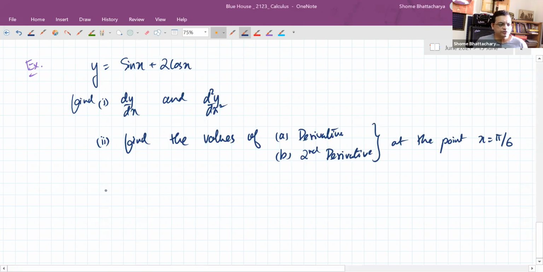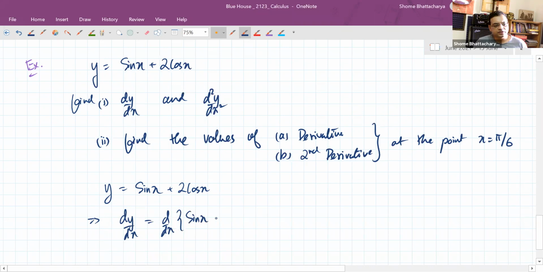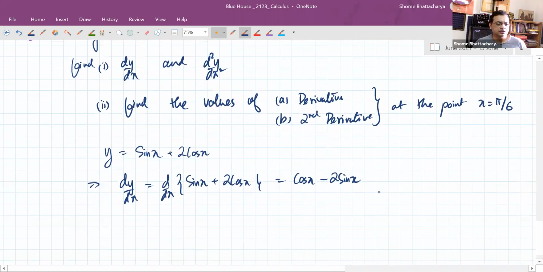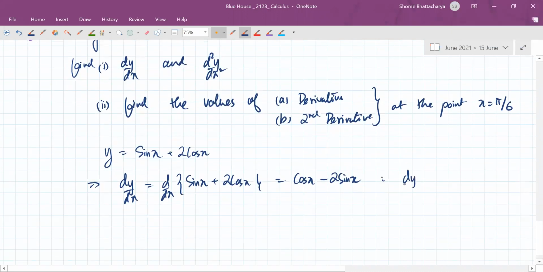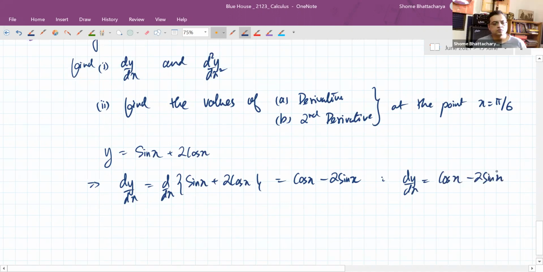So as you can see, if you're familiar with differentiation, you have no problem with anything like this. Of course, if it is a composite function, the process might be a little more complicated. Here, luckily for us, it is not a composite function. So the first derivative was just the differentiation of sin x plus 2 cos x, which will become cos x minus 2 sin x, because you know the derivative of cos is minus sin and the derivative of sin is plus cos. So our derivative is now cos x minus 2 sin x.